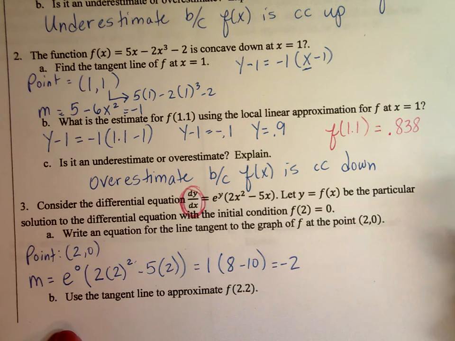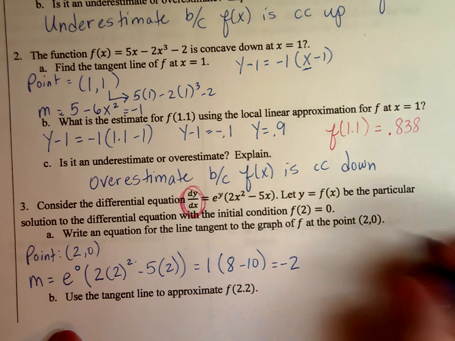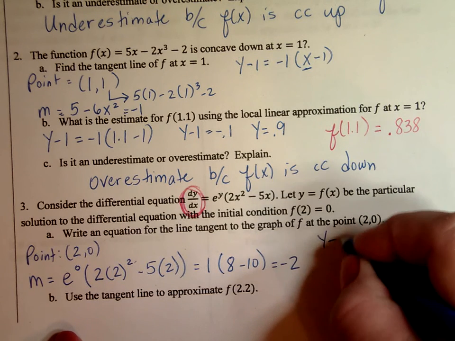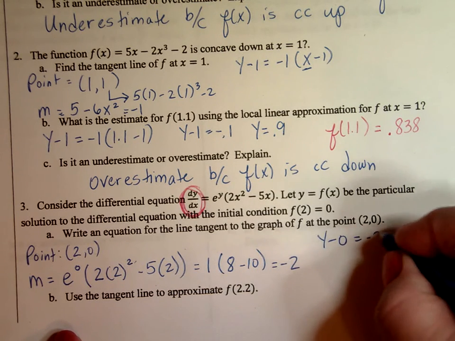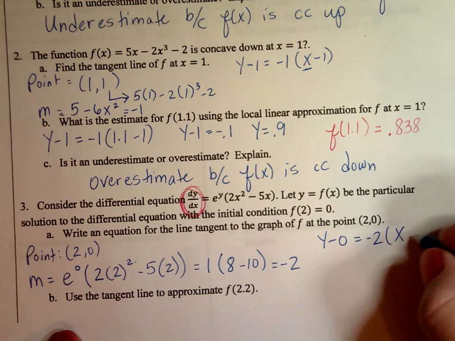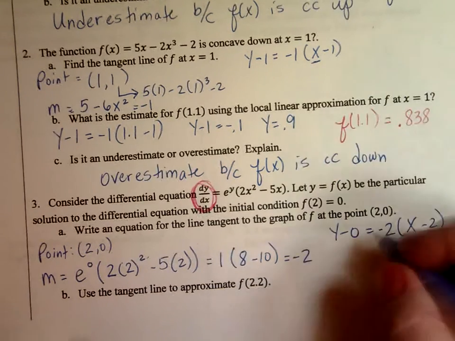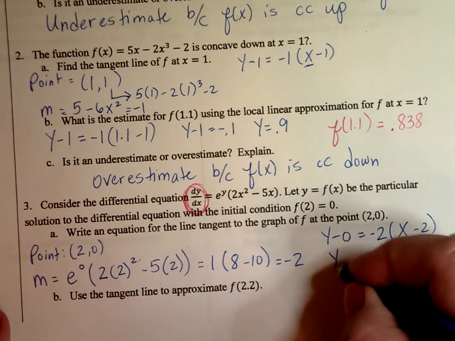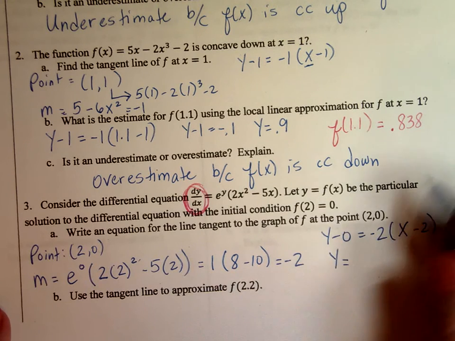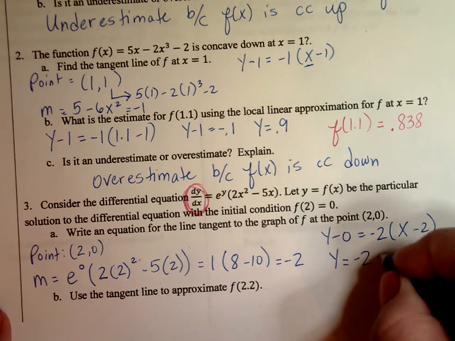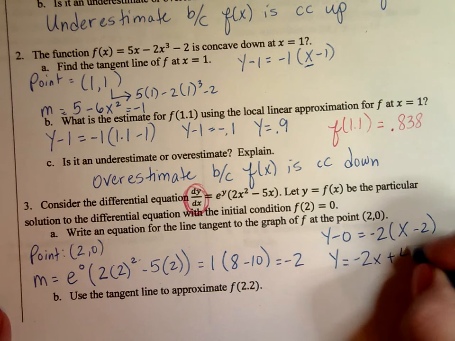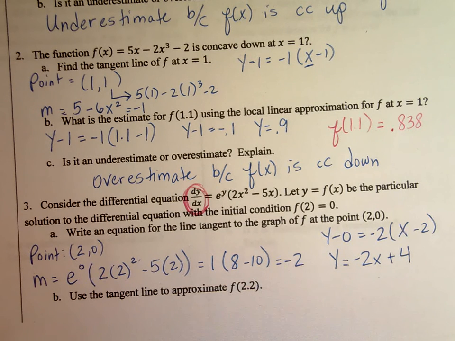Write an equation of the tangent line. Here I go. y minus 0 equals negative 2 times x minus 2. Most times we don't leave the 0 there, but however you want to write this thing, there's a lot of different equivalent forms. I'm going to get rid of the 0 and distribute the negative 2: negative 2x plus 4. That is my equation for my tangent line.